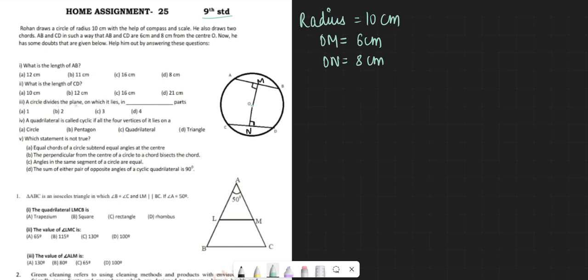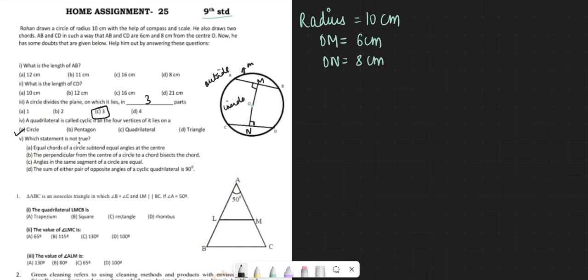Now next, a circle divides the plane on which it lies in how many equal parts? So I'll write 3 parts. There are always 3 parts. One is inside of the circle, the other is outside, the exterior, and then the third is on the circle. So there are 3 parts. A quadrilateral is called cyclic if all the 4 vertices lie on the circle. Fourth part will be a part circle.